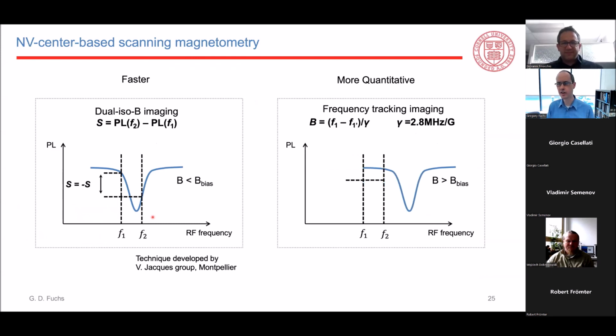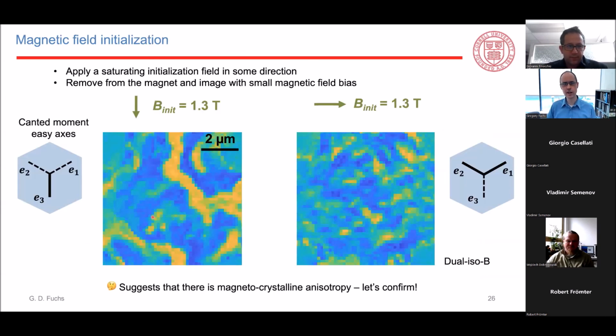So the point is that we use a variety of imaging modes to measure magnetic fields generated by the sample. Okay, let's just move forward. All right, so here's what we get.